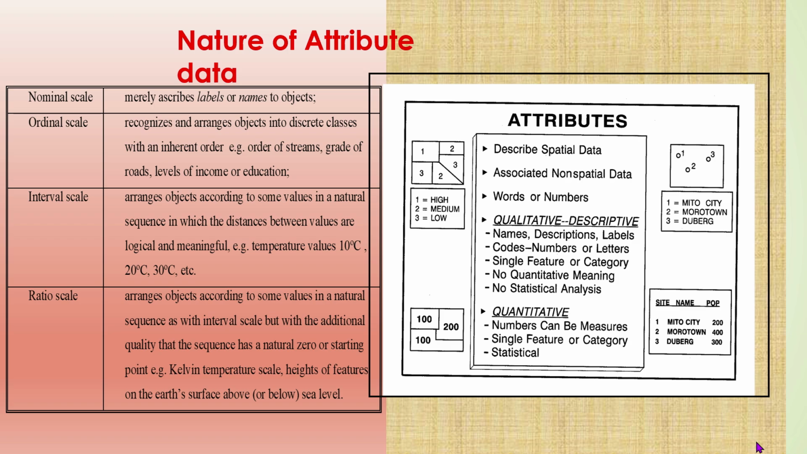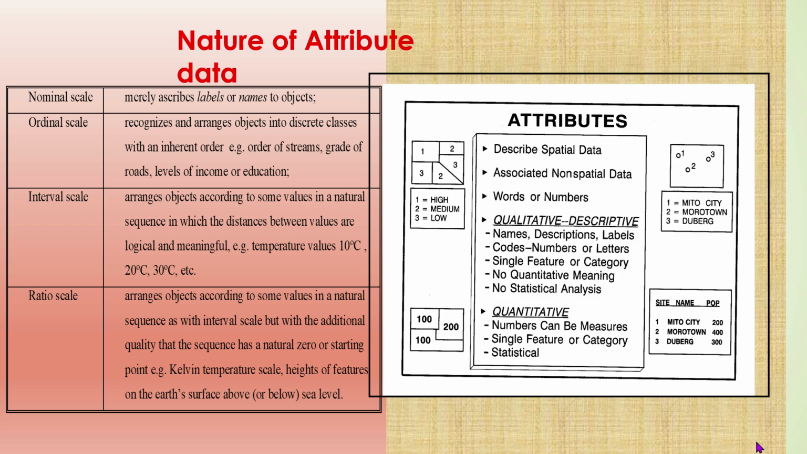We have the nominal scale. Nominal scale describes labels or names that you attach to objects or places or things. So when we have the data captured in the nominal scale, it can be names, it can be labels that you attach to the spatial features, because attribute data actually describe or provide more information to the spatial data.